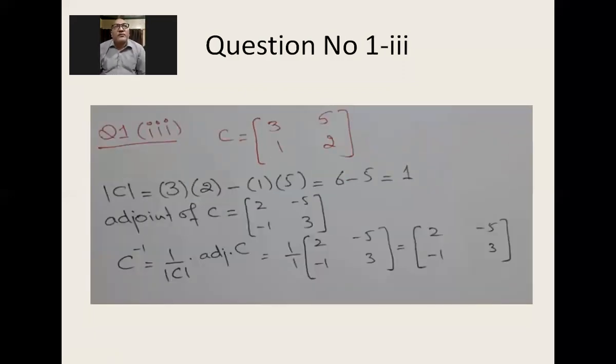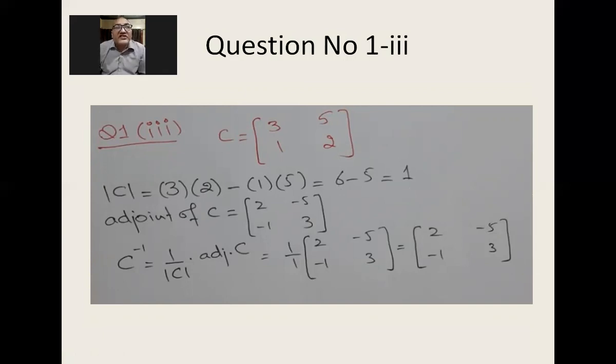Okay, the third part of question number 1 is showing up on your screen. Here the matrix C is given, 3, 5, 1, 2. First of all, I will find the determinant. I will multiply these two members along this diagonal, so it will be 3 into 2, minus, and then I will multiply these two with each other, so 1 into 5. So you will have 6 minus 5, and that will be 1. So the determinant of this matrix is 1.